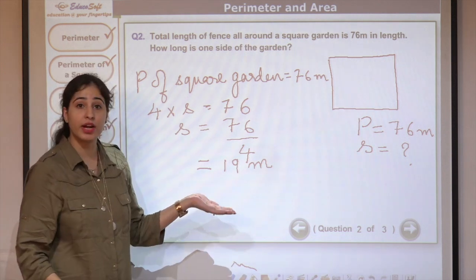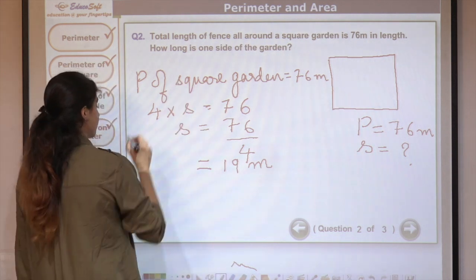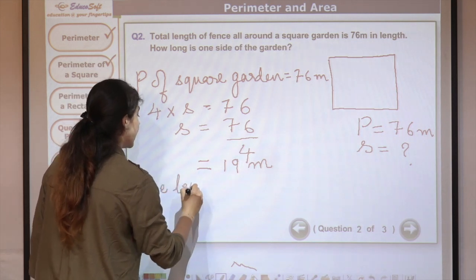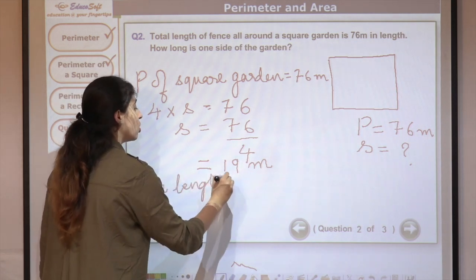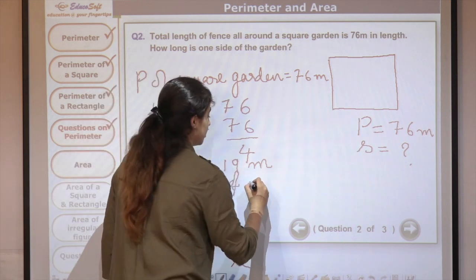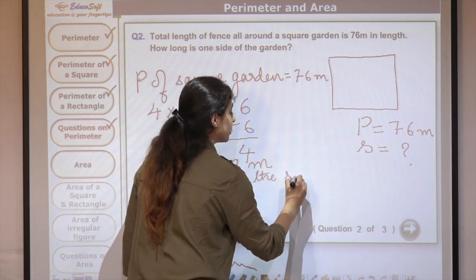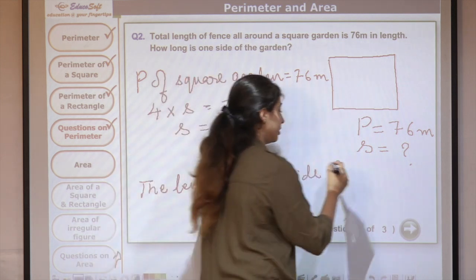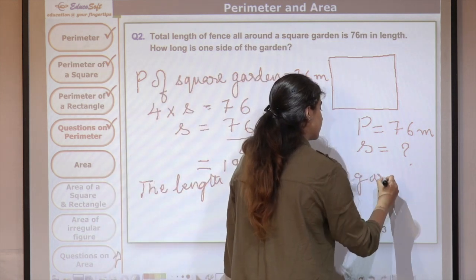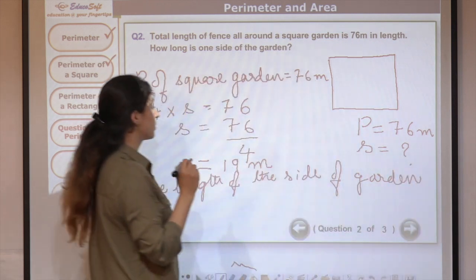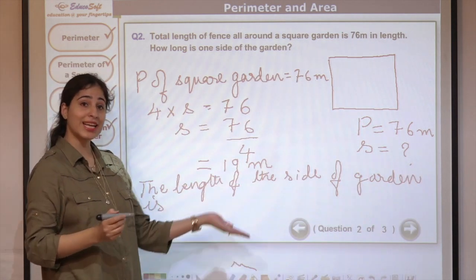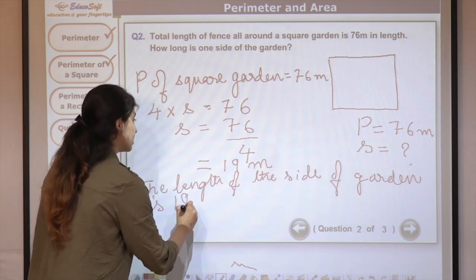So, let us write the final statement. We have to find the length of one side. The length of the side of the garden is how much? 19 meters.